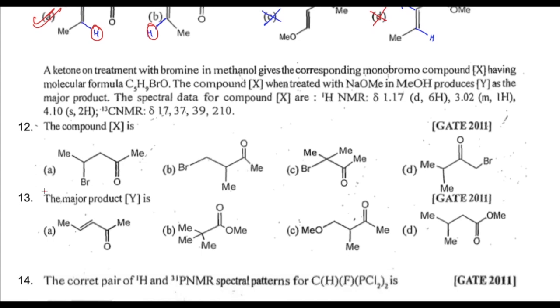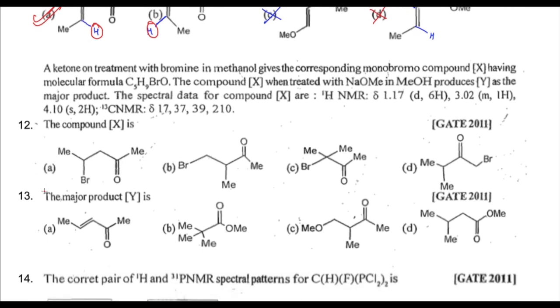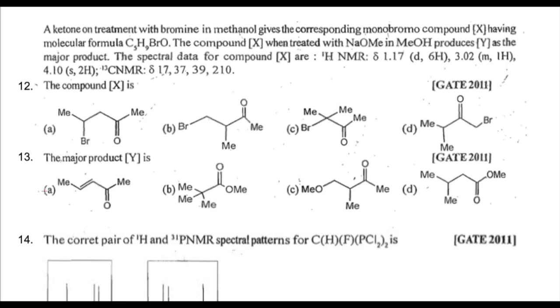Okay, so the next question says that the ketone on treatment with bromine in methanol gives the corresponding monobromo compound X having molecular formula C5H9BrO. The compound X, when treated with NaOMe in methanol, produces Y as the major compound. The spectral data of compound X are the proton NMR, having 3 signals. So let's see in which options you have three types of proton.